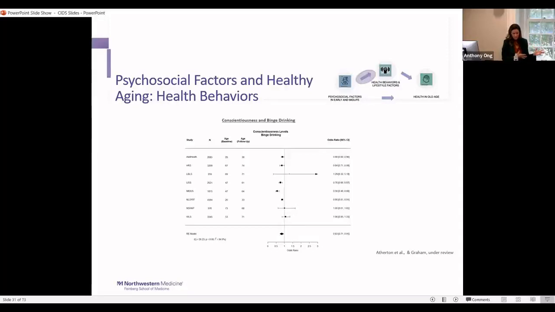The forest plot you're looking at here is showing the extent to which conscientiousness was associated with lower odds of engaging in binge drinking behavior. So this was across 8 data sets. We tested these models independently using, again, identical data transformation. These were all logistic regression models. And as is the case with all CDAs, you'll see that there is variability in these effects. But 5 of the 8 studies show a significant protective effect, so on the left side of that middle line.